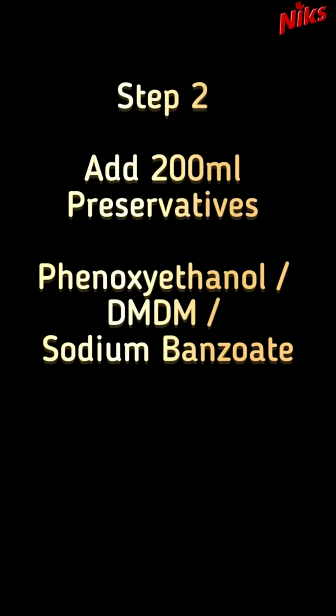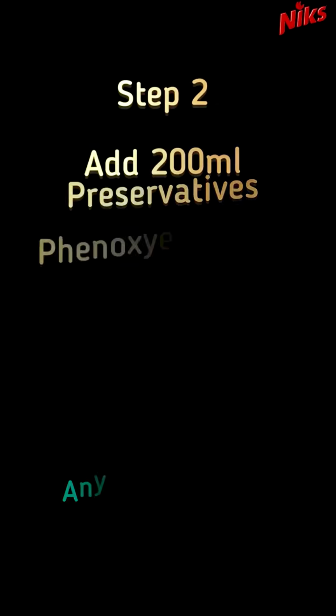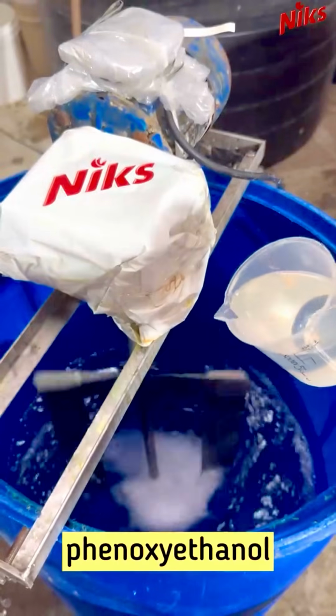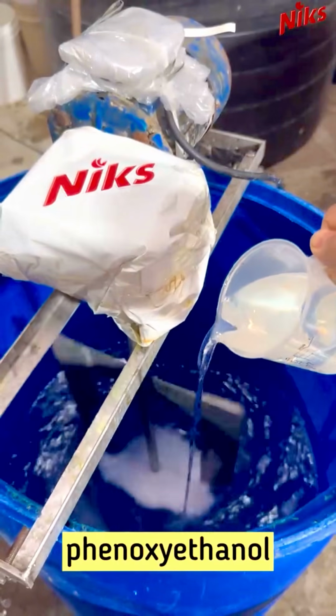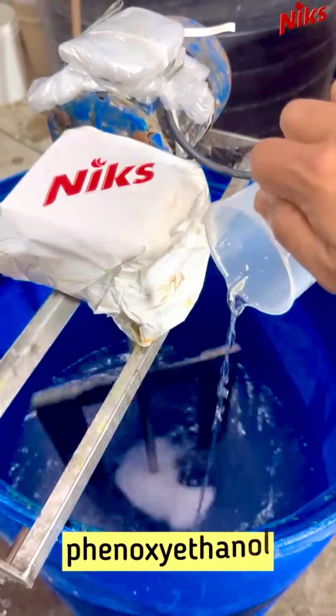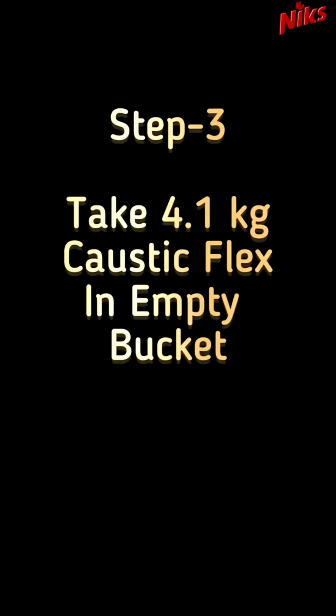There are three options of preservative. We have taken phenoxyethanol. It stops the bacterial growth and keeps our liquid safe for 3 years. See, this is phenoxyethanol. We are adding slowly in our batch this 200 ml phenoxyethanol. This is very important part of our batch.